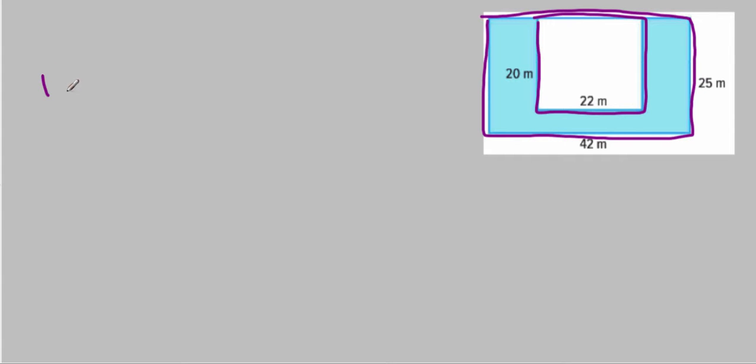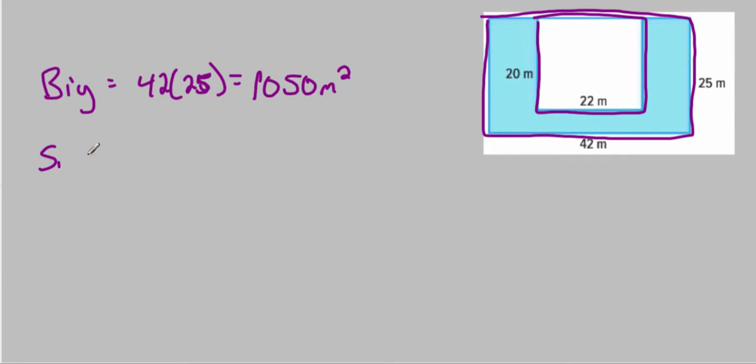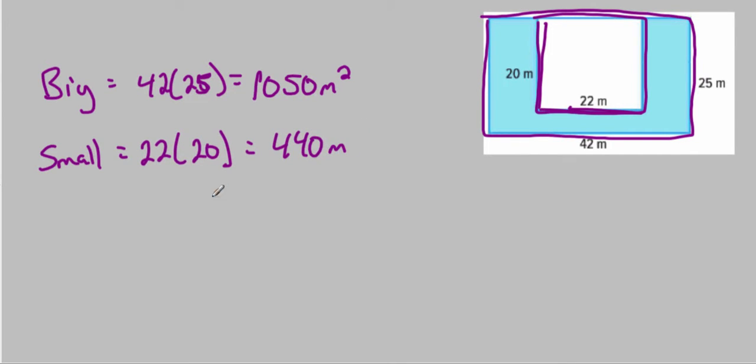So start with the big shape. It's got a base of 42, a height of 25. So we do 42 times 25. And we get an area of 1,050 meters squared. Then we do the small shape on the inside. It's got a base of 22, a height of 20. So 22 times 20. That's going to give me 440 meters squared.